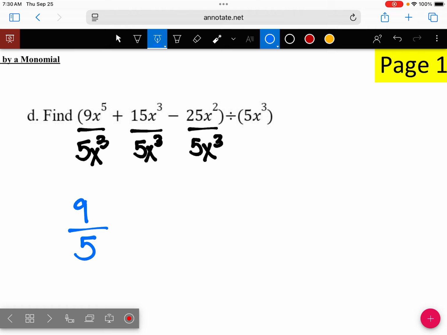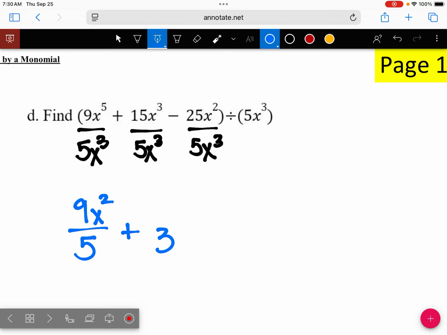We don't want a decimal. I have 5 upstairs. I have 3 downstairs. When I subtract, I have 2. Where do I put those 2? Upstairs or downstairs? Up. Yep. Bring down the plus sign. 15 divided by 5 is just 3.